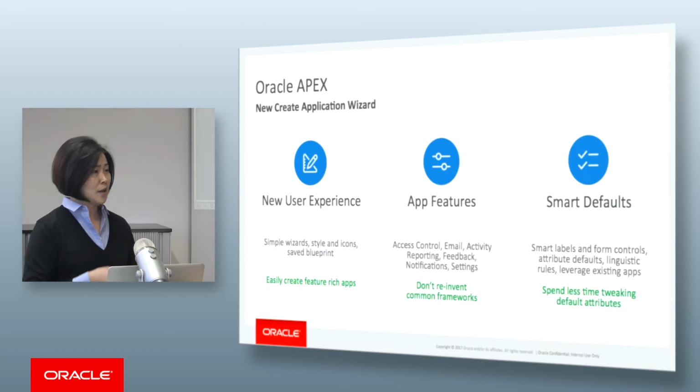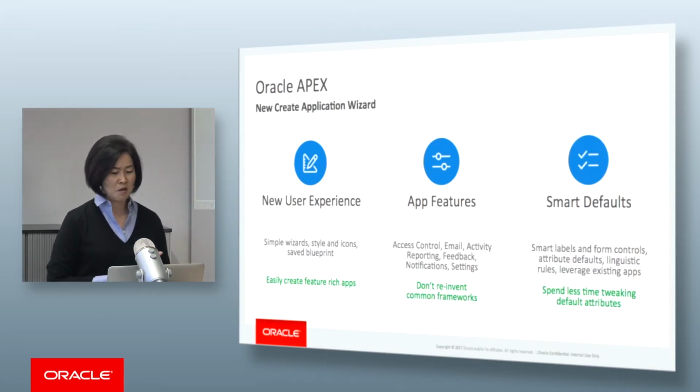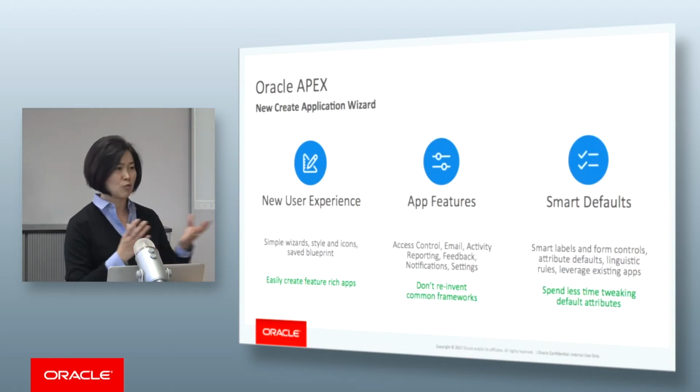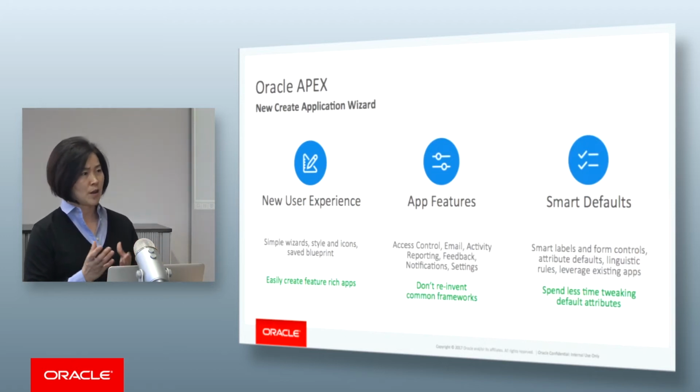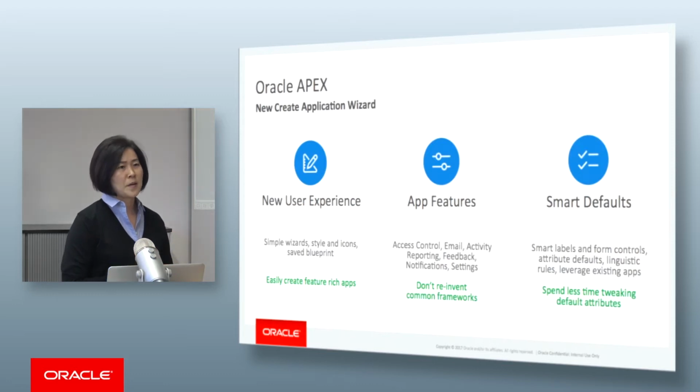So you can just checkbox these feature frameworks from the wizard, such as access control, email, feedback, activity reporting, notifications, and things like that. Once you checkmark it, the application will create those frameworks along with the API logic that belongs to it. It would take a lot of effort if you were to code it by yourself, but it's all automated behind the scenes for you. So you don't have to really reinvent the wheel to have the same framework within your application.